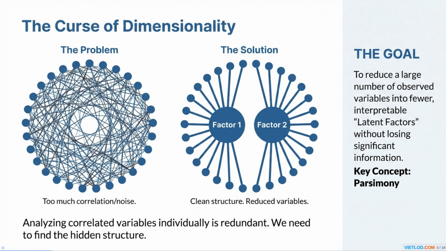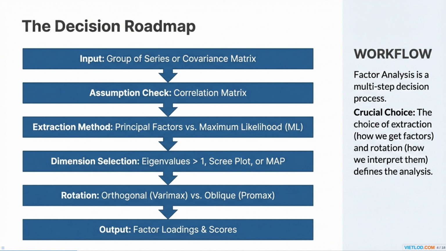Imagine trying to understand a student's academic ability by looking at their scores in 30 different subjects. It's complicated. Factor analysis could simplify this by showing that these 30 scores can be largely explained by just 3 underlying factors: quantitative ability, linguistic skill, and creative talent. To achieve this parsimonious solution, we follow a structured process. Let's look at the roadmap for conducting a factor analysis.